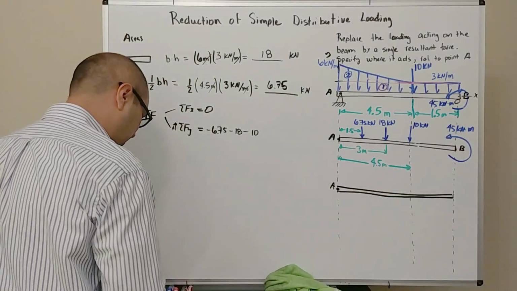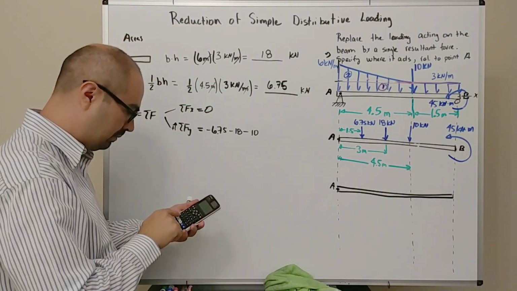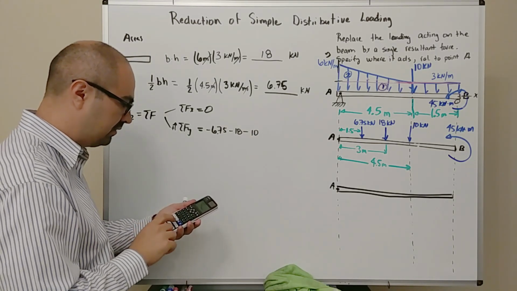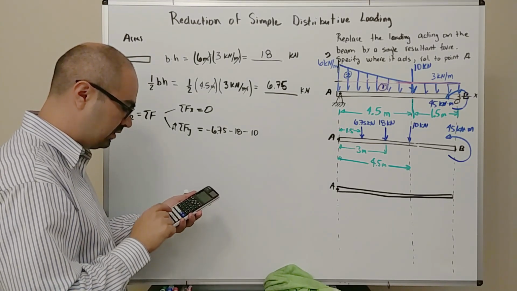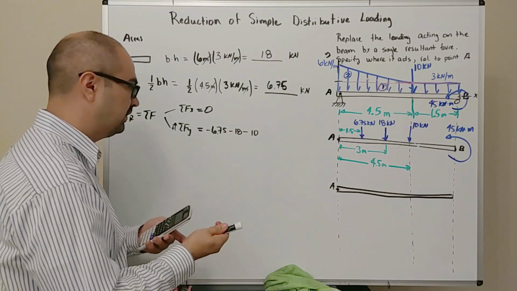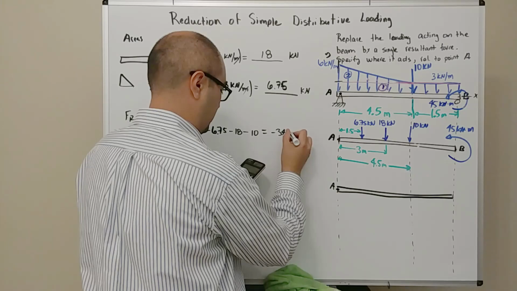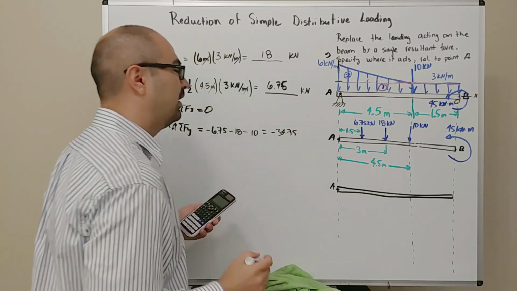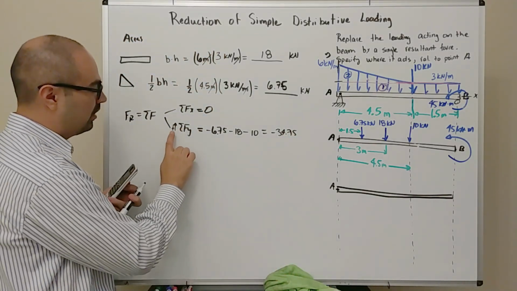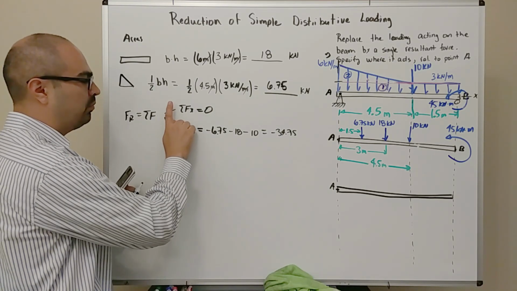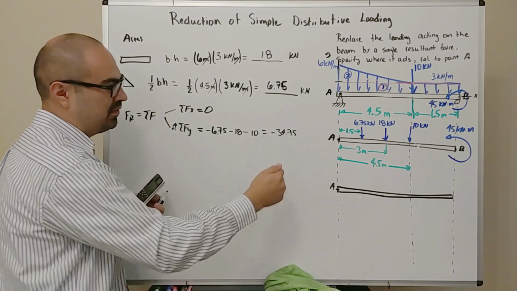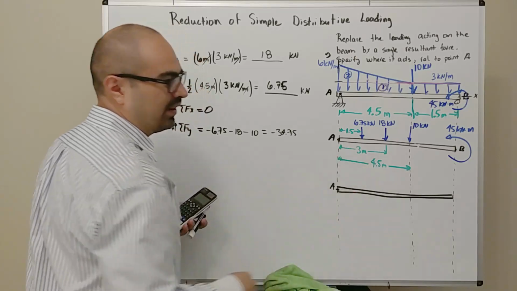So we type this in the calculator, we get negative 6.75 minus 18 minus 10. This gives minus 34.75. Again, because we were using our convention here that a positive force points up, this negative just means the resultant has to go down.